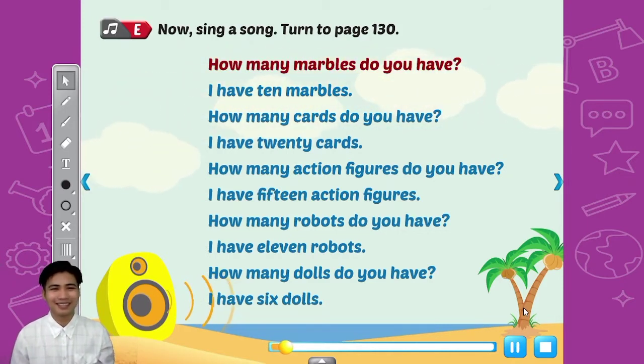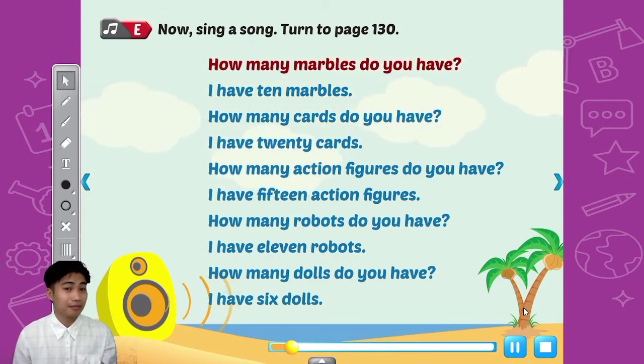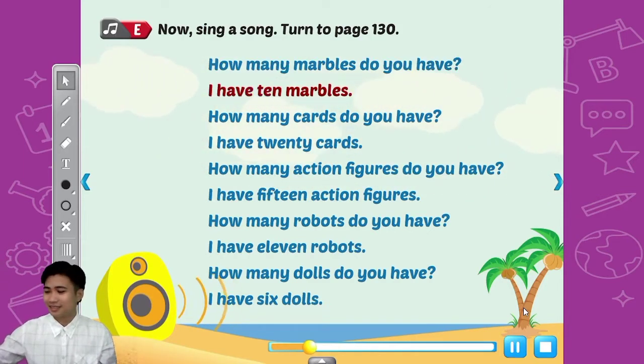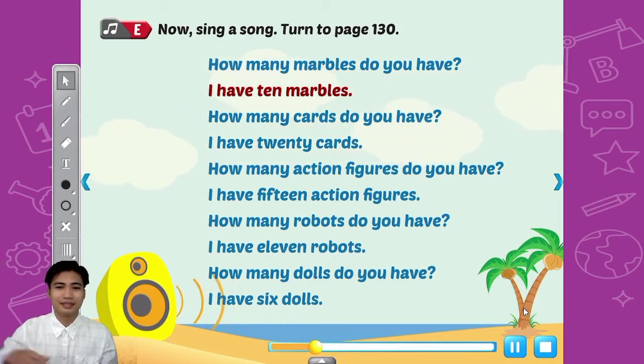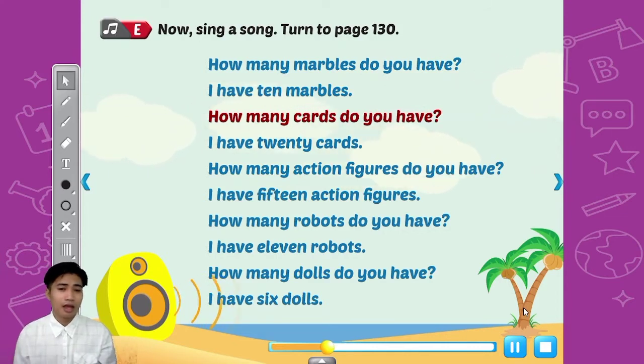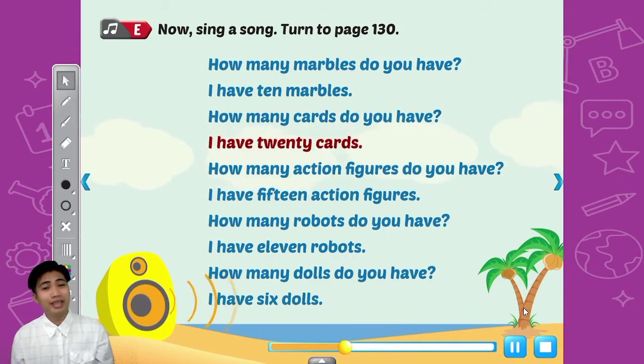How many marbles do you have? I have 10 marbles. How many cards do you have? I have 20 cards.